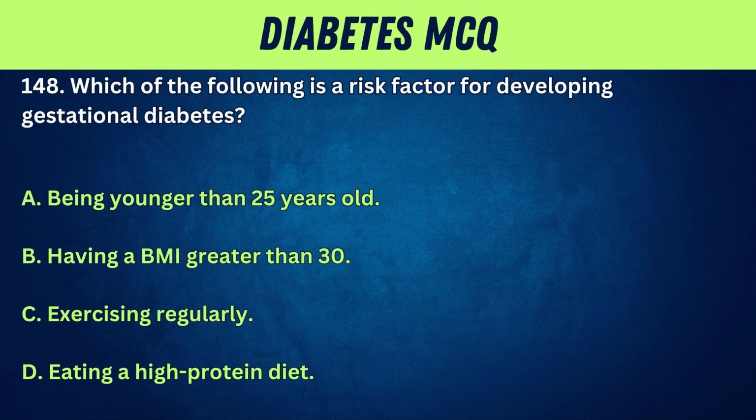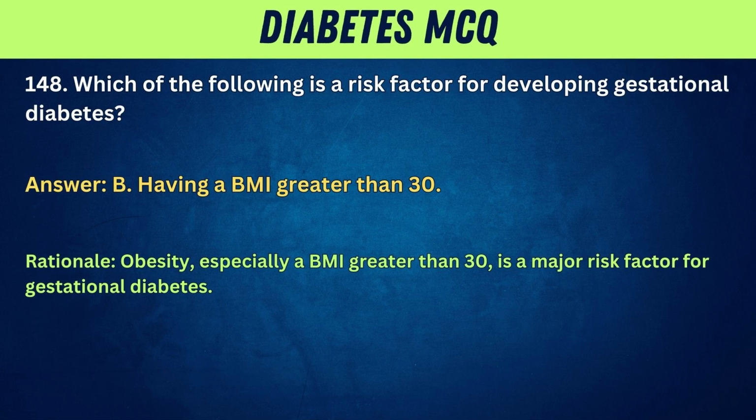148. Which of the following is a risk factor for developing gestational diabetes? A. Being younger than 25 years old. B. Having a BMI greater than 30. C. Exercising regularly. D. Eating a high-protein diet. Answer: B. Having a BMI greater than 30. Rationale: obesity, especially a BMI greater than 30, is a major risk factor for gestational diabetes.